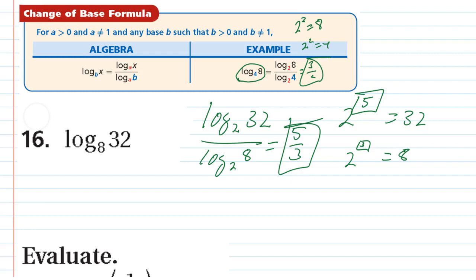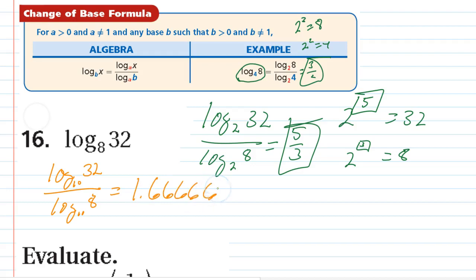Now, I mentioned calculators earlier. Well, your calculator has a common base of 10. So what you can do is just rewrite it: log of 32 divided by log base 10 of 8. I don't have to write the 10 down there, but you can if you want to. So remember, your calculator has a common log of 10 for a base. I can just plug this into my calculator, and my calculator gives me 1.66666 repeating. Well, guess what? That's the same as 5/3.